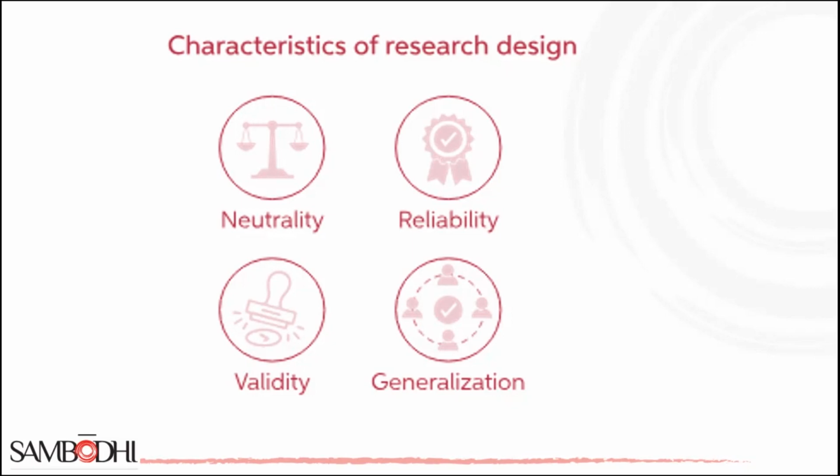Reliability is one of the characteristics of research design that refers to consistency in measurement over repeated measures and fewer random errors. A reliable research design must allow for results to be consistent with few errors due to chance.